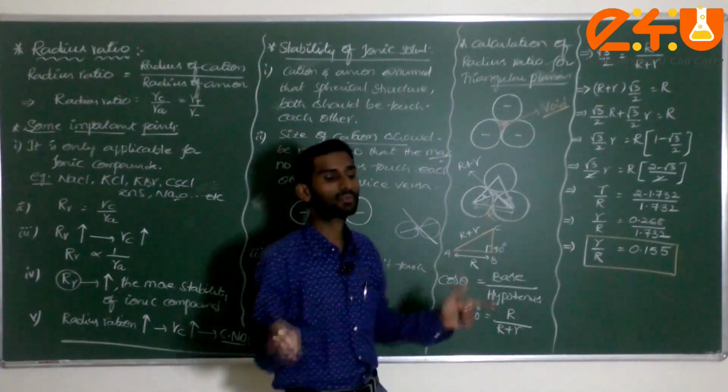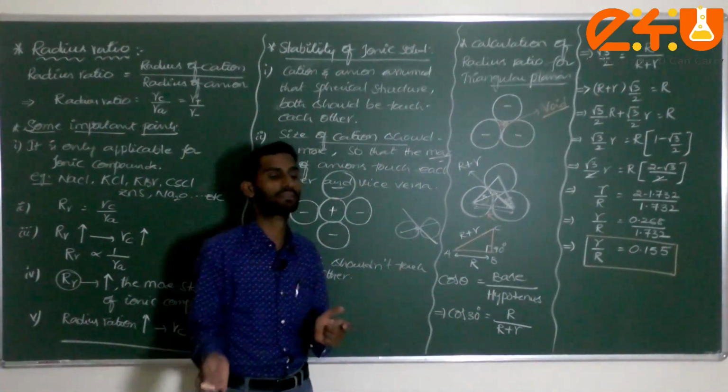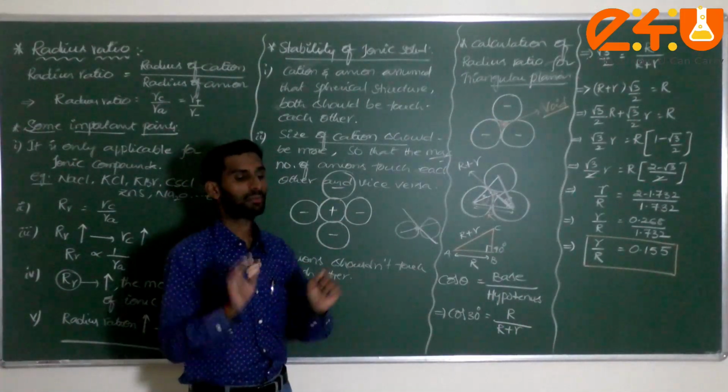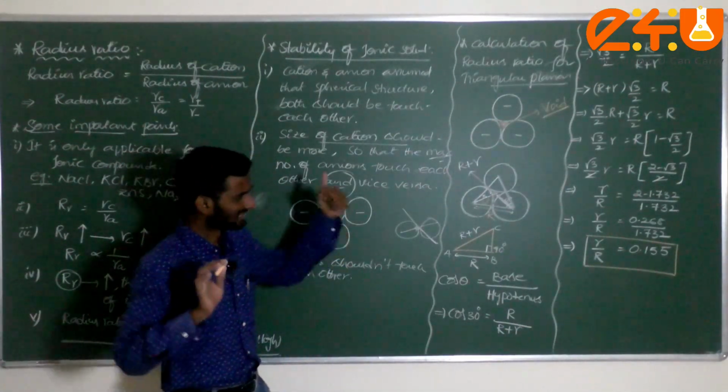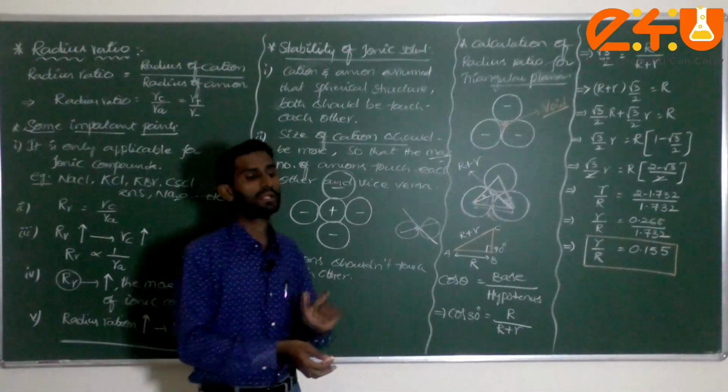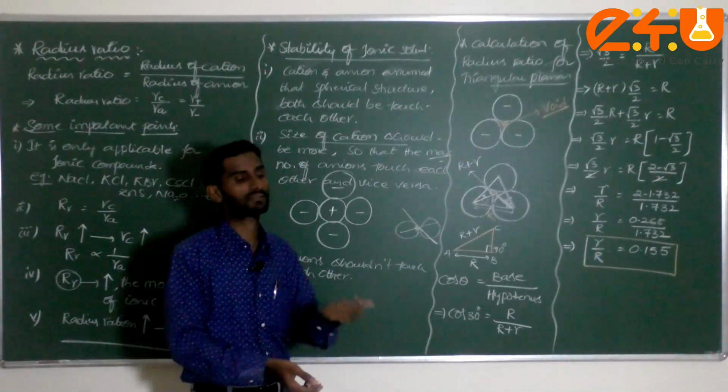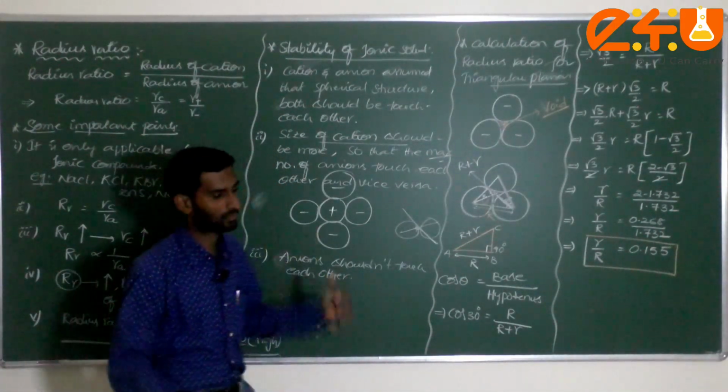Next, we are not going to calculate the radius ratio for all the solids. I'm going to give one list: if it is cubic, what is the radius ratio; for example, if it is octahedral, what is the radius ratio. Students, please note it down.